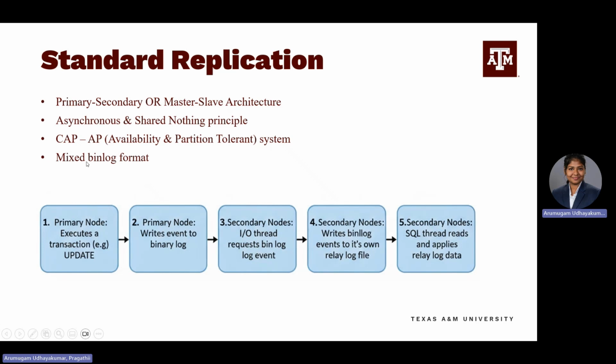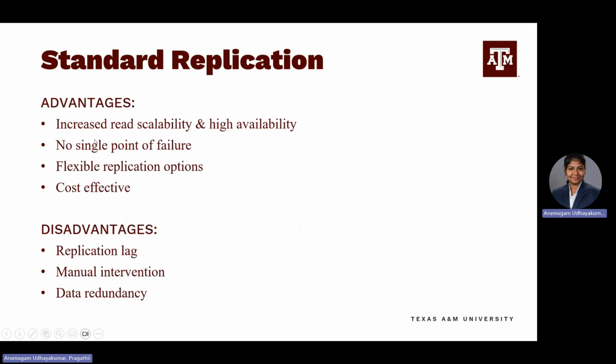And standard replication uses a mixed binlog format, which means the binlog can be row based or statement based. And to discuss the advantages of standard replication, it ensures increased read scalability and high availability, which means there are multiple nodes with redundant content of data. So even if one node fails, the customer can connect to any of the other nodes in the cluster. So the read scalability and high availability is always ensured.